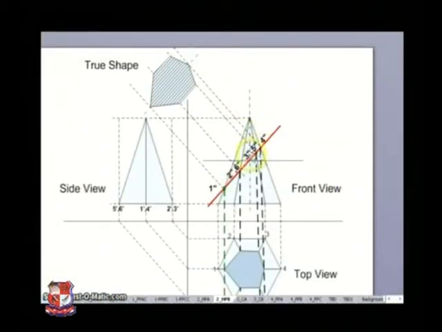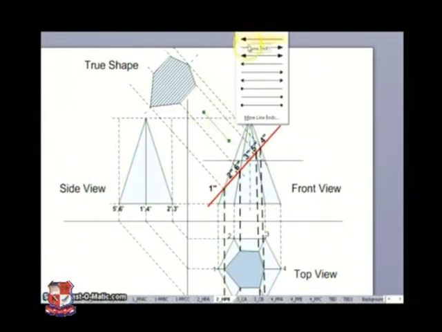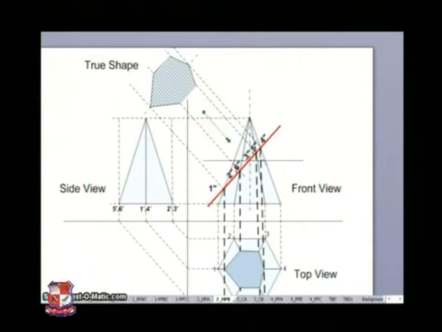now to draw the true shape, if I watch from this side, then it will give me the true shape. So I am watching here, I am looking from this side. So let me draw one arrow real quick here. Okay, so I am looking from here. So that will give me the true shape.